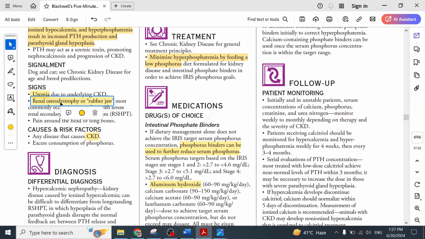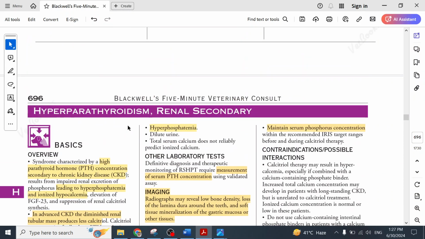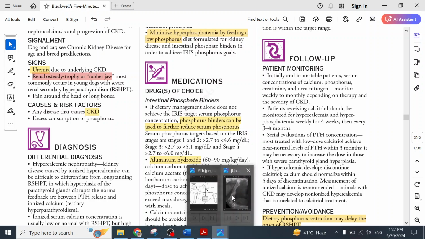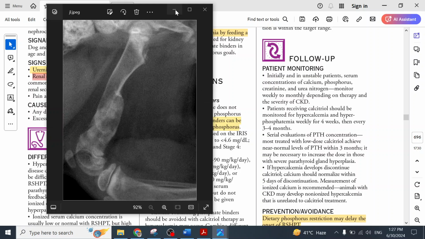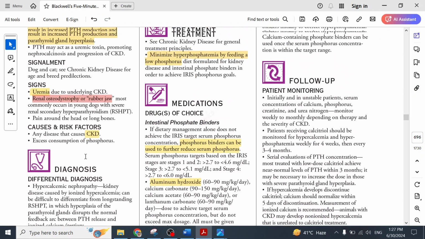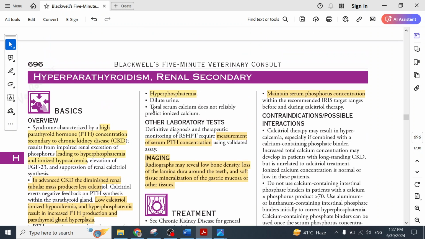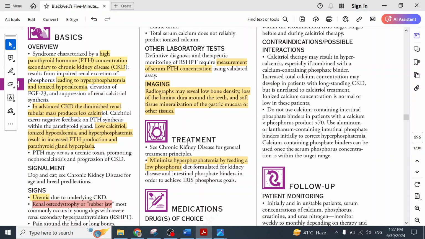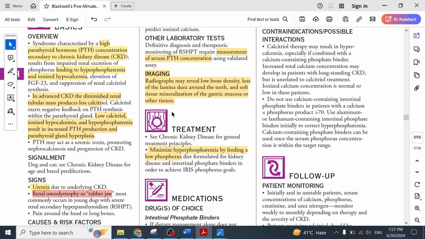This is the most common sign of secondary hyperparathyroidism: renal osteodystrophy, or rubber jaw. You can see the bones become like this. The cause or risk factor is CKD. On the CBC and chemistry you find azotemia, hyperphosphatemia, and measurement of serum PTH concentration. Then you also check calcitriol level and calcium level. On imaging, radiography may reveal low bone density, loss of lamina dura of the teeth, and soft tissue mineralization of the gastric mucosa and other tissue.